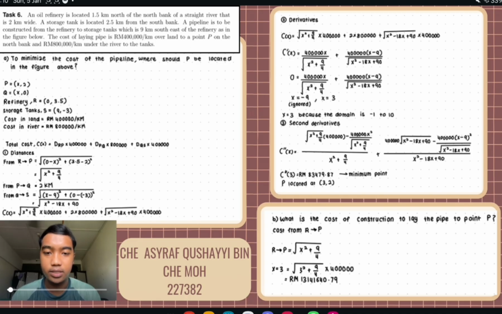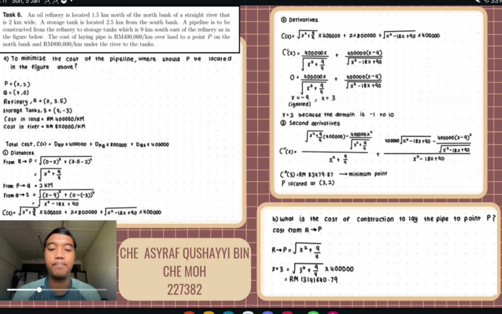Thank you. My name is Cik Ashraf Qushayyi bin Cik Moh with matric number 228382. For question 6A, we need to find where the coordinates for P should be located. From the information given, we need to find the distance from oil refinery R to P, to Q which is a point on the south bank, and Q to storage tanks S. With the distance formula, distance R to P is square root of x squared plus 9 over 4. Distance P to Q is 2, and distance Q to S is square root of x squared minus 18x plus 90.